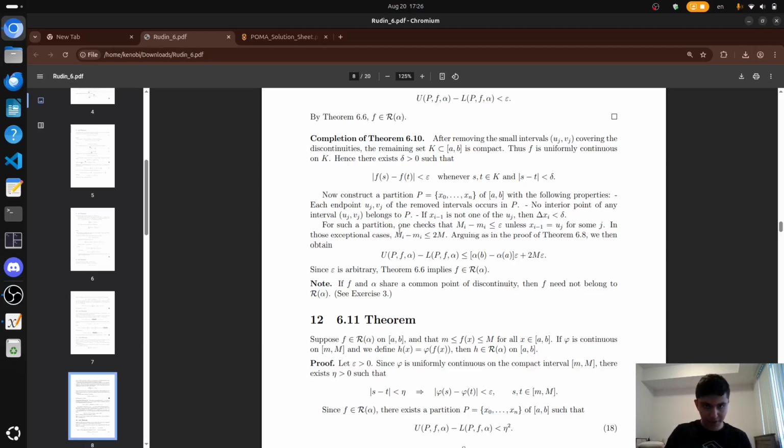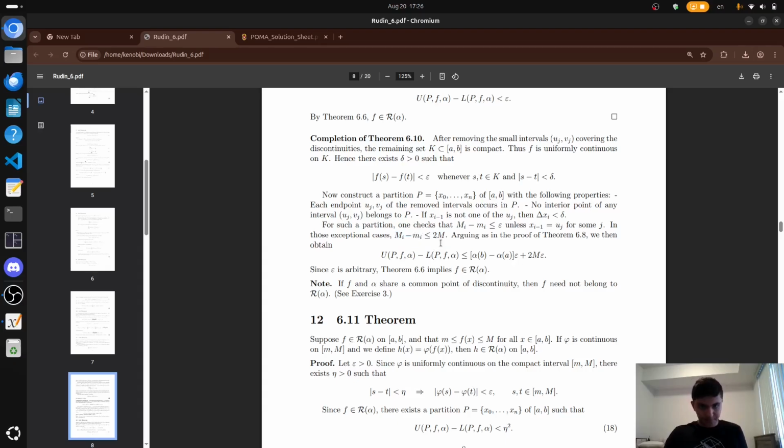For such a partition, one checks that M_i minus m_i is less than or equal to epsilon, because we know that delta x_i is less than delta. So we know that this thing, by definition of continuity, is going to be less than epsilon. That's why we're taking it to be less than delta, because we want some of the continuous points to satisfy this, and we want the rest of the points to satisfy this thing over here: M_i minus m_i is less than or equal to 2M.